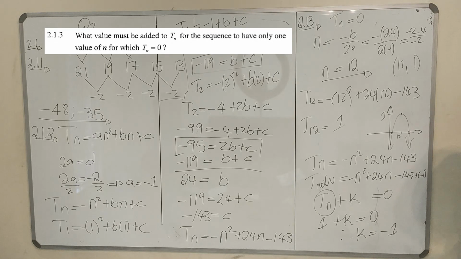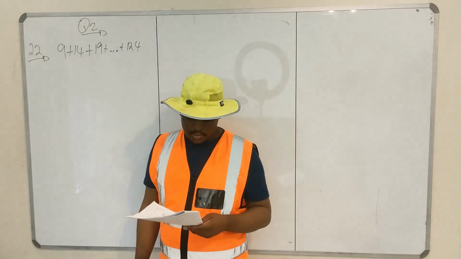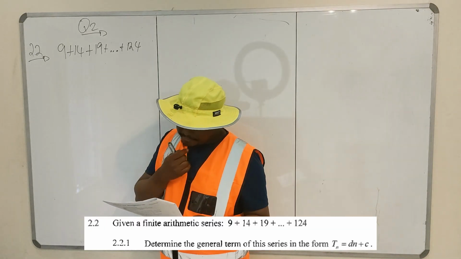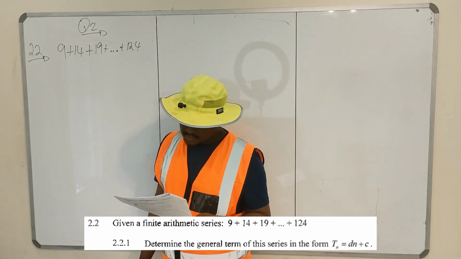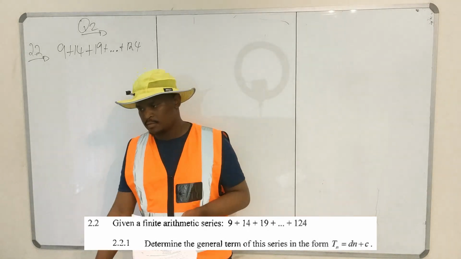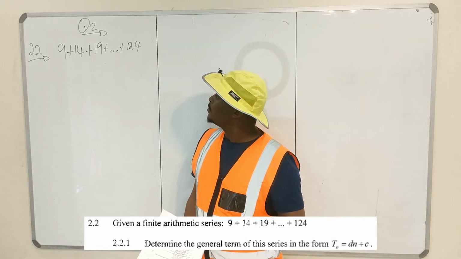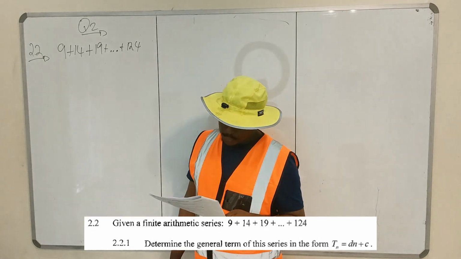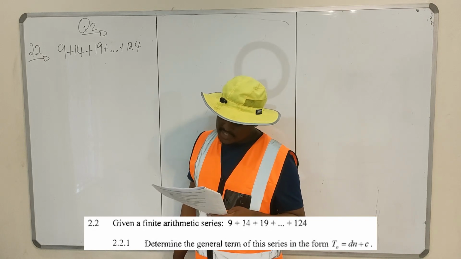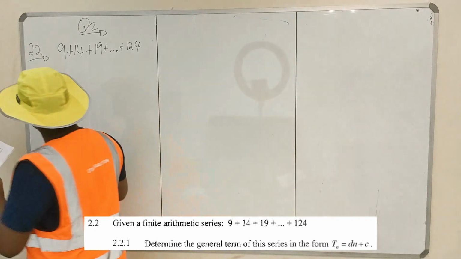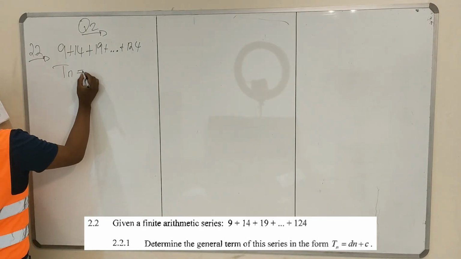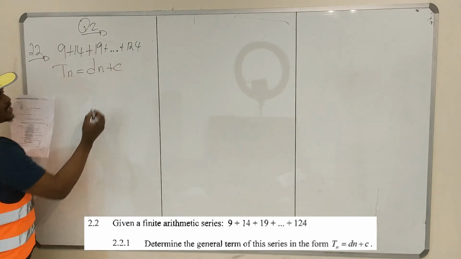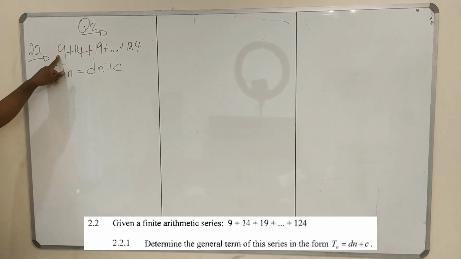So this is it. Oh, this is not it. There's still 2.2. I will clean the board and then we'll do 2.2. So now we're doing 2.2. Given a finite arithmetic series. So we're given this series here, from that to that position. It's finite. So they are saying 2.1.1. Determine the general term of the series in the form Tn is equal to an plus c. They want you to find the general term of the series.